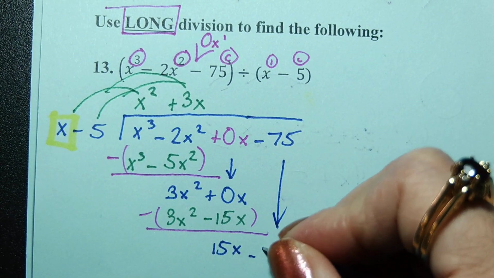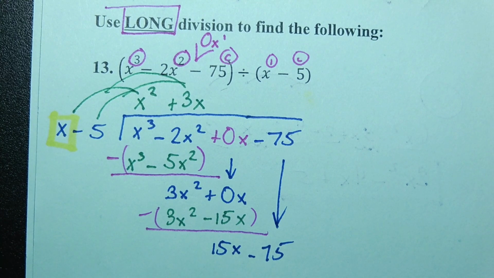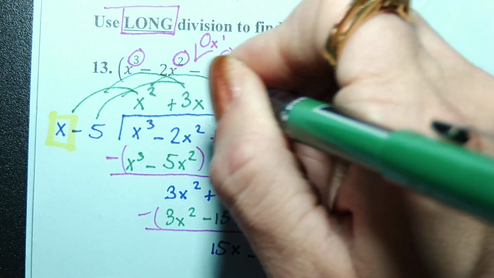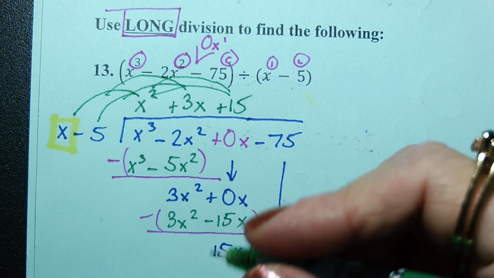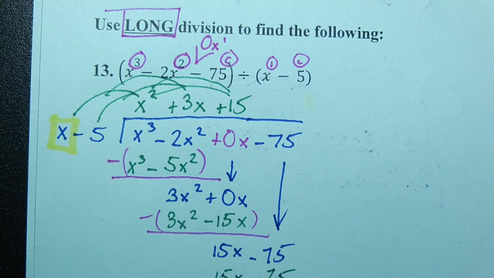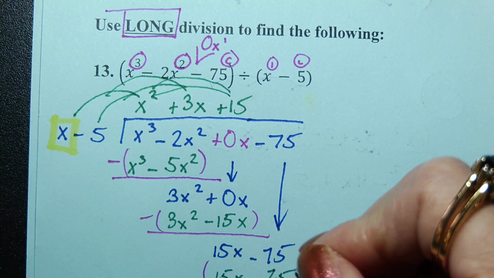Bring down that negative 75. X times what gives me 15x? 15 times the leader term times the tag-along term, and we get 15x minus 75. Enclose in parentheses and subtract.